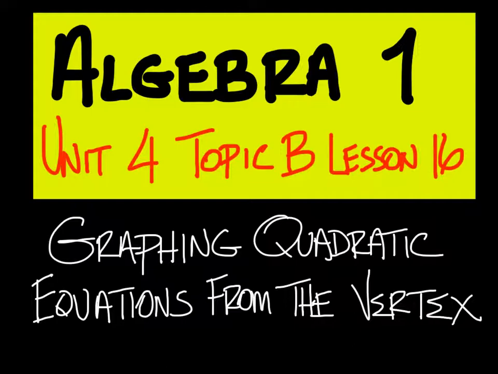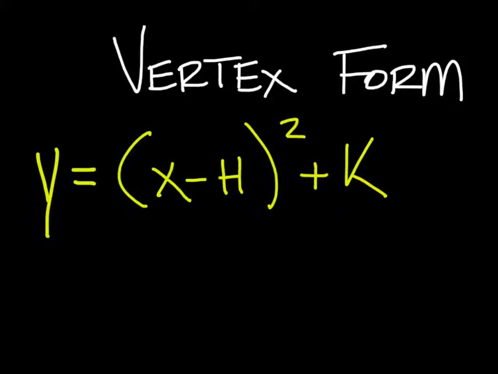Graphing the quadratic equations from the vertex. Here's the general form of the vertex. Notice that this looks very similar to the lesson we did on completing the square. Whenever you had an expression and you were told to rewrite it by completing the square, many of them turned out to be in this form: the quantity squared of x minus h, close the quantity, plus k.